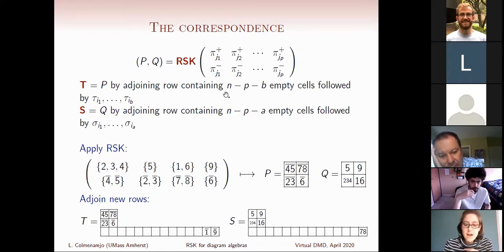So the first one will have n minus p minus b, where b is the number of entries here. No, p is the number of entries here, and b is the number of non-propagating blocks. So I will just do it in such a way that I have in total n entries. And I do it in both cases. And it's not a problem that I don't have the same number of non-propagating blocks. That works perfectly. And here is where, for us, the n plays a role.